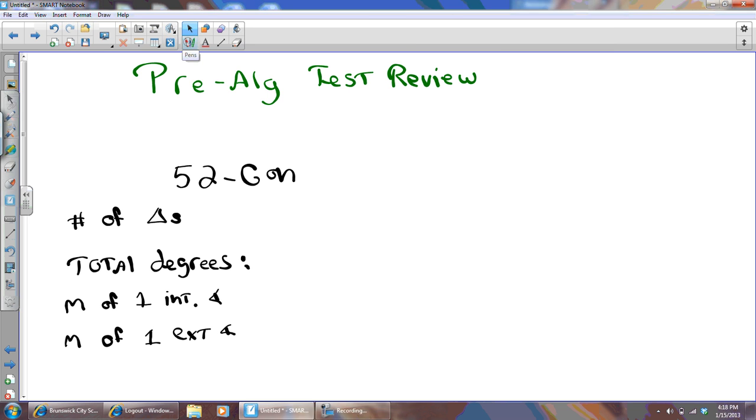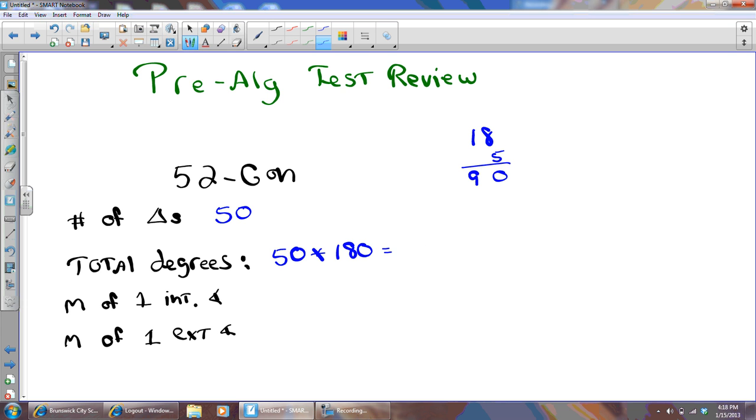I'm not going to draw this, but I have a 52-gon. For my 52-gon, I need to determine how many triangles there are. Remember, a 52-gon would have 52 sides. Well, if there's 52 sides, there's 50 triangles, right? Okay, the total degrees would be the number of triangles, 50 times 180. Let me see, 18 times 5 is 90, right? So it's going to be 9,000 degrees. Yikes. Okay, 50 times 180.